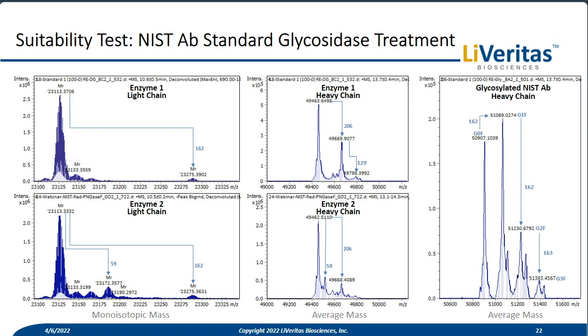Provided here are the monoisotopic masses of the light chain, the average mass of the heavy chain that is deglycosylated by enzyme 1 and enzyme 2. And of course, we compare these results to the glycosylated and reduced heavy chain of NIST.